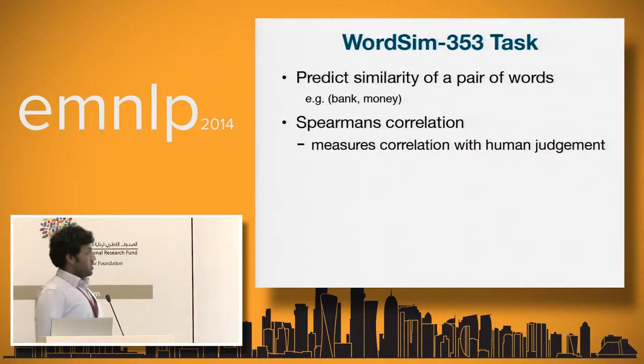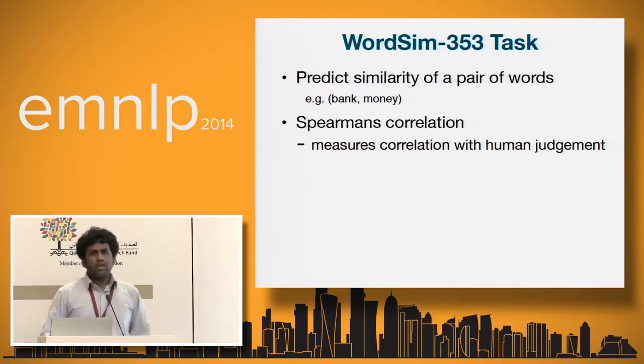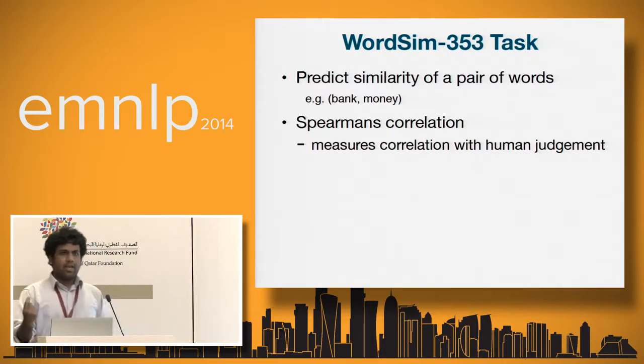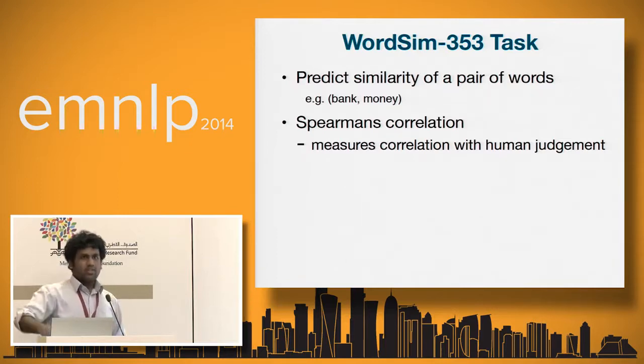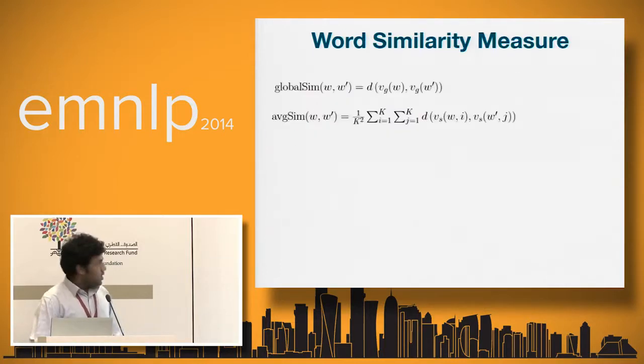Now some quantitative experiments. The first task we evaluated on is called WordSim 353. Here you're given a pair of words, and the model has to give a score saying how similar they are. Humans also give a similarity score for all the word pairs, and then you measure the correlation of your predictions with the human judgment using Spearman's correlation.